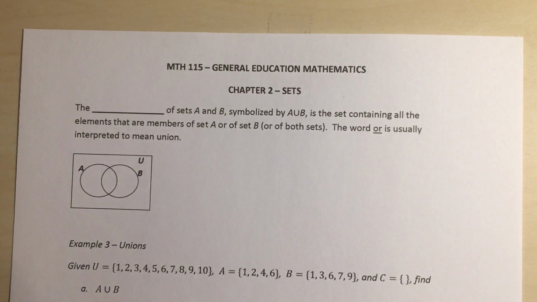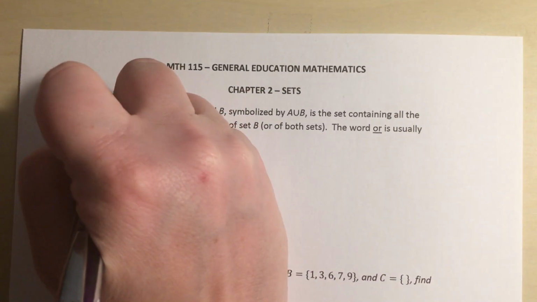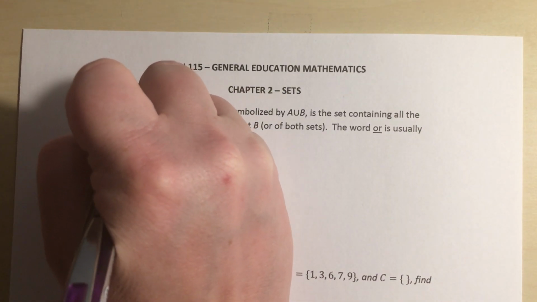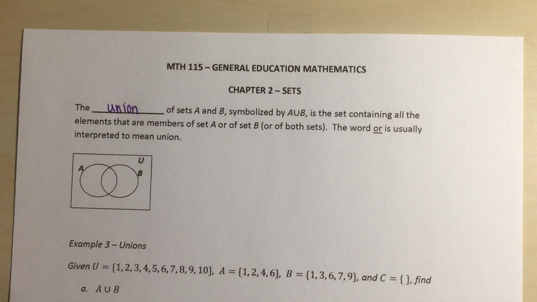Right, so the next thing that we're going to look at in section 2.3 is our union. The union of sets A and B, symbolized A ∪ B, so this is why we use the upside down U for the other one. A ∪ B is a set containing all of the elements that are members of set A or of set B or of both sets.